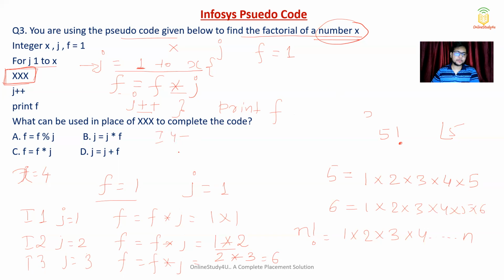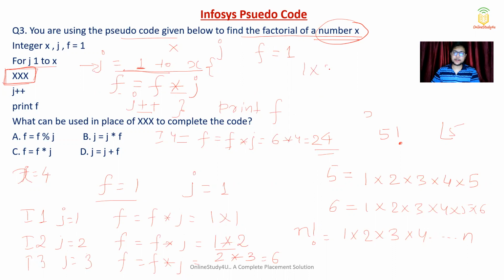Now in iteration 4, the value of j is 4. So f is equal to f into j. What was the value of f in the previous iteration? It was 6. So 6 into 4, we get 24. And after that, my j will become 5, which is greater than x, and I have to run the loop from 1 to x only. So I will come out of the loop and I'll print the value of f, that is 24.